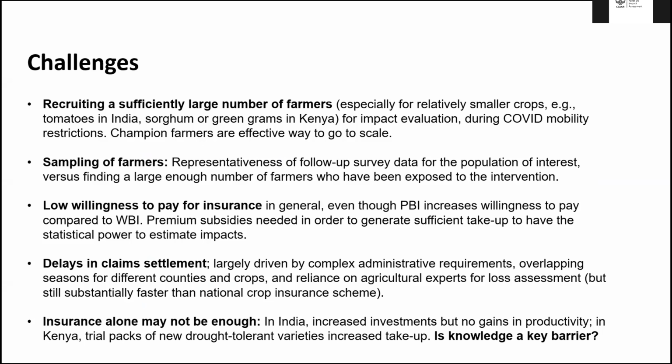So a few challenges that we experienced that I think are useful to share with others involved in designing evaluations. When focusing on smaller crops, in India tomatoes, in Kenya sorghum and green grams, where in Kenya most farmers are, you can find a lot of maize farmers, but fewer sorghum or green gram farmers, which were the target crops in Kenya besides maize. Recruiting a sufficiently large number of farmers was a challenge. And especially for an impact evaluation, you want to make sure that there's a large enough sample to have that statistical power.